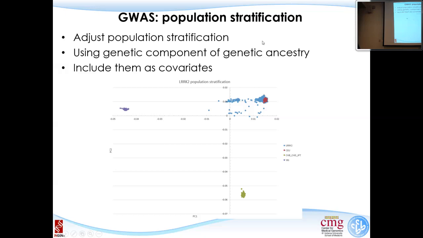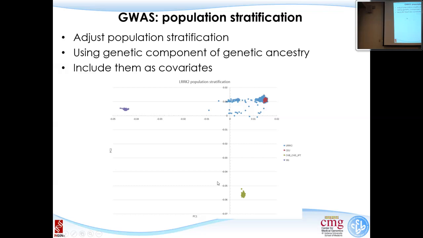So we calculate what we call the principal components from their genetic ancestry. We calculate them using all the genome-wide array data, the whole genome data. Here I show you the first two principal components. The X axis is the first principal component, we call it PC1. I don't think you can see it. And the Y axis is PC2.